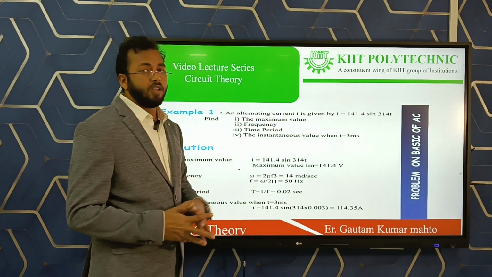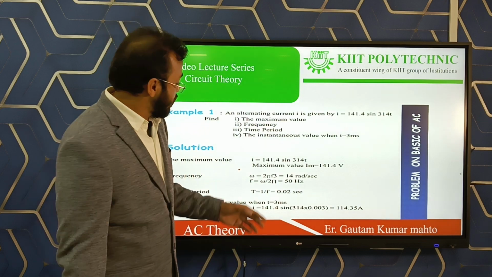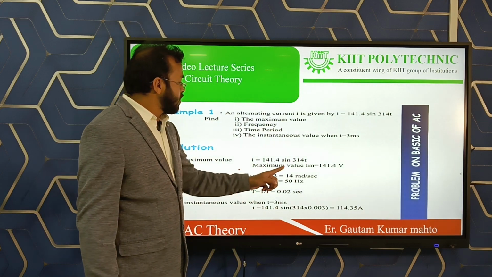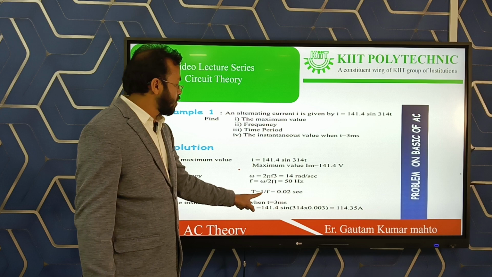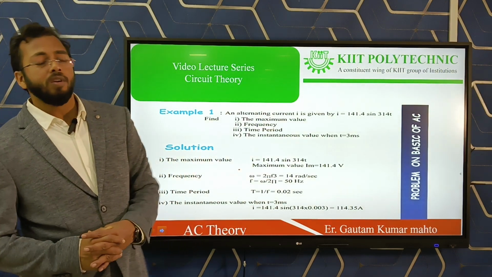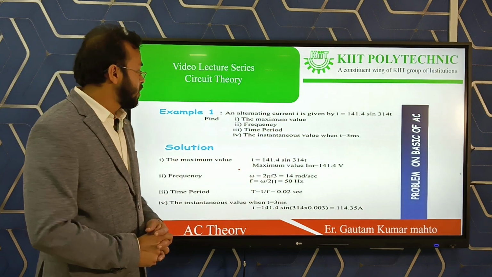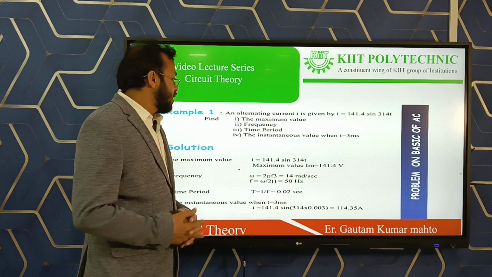Time period is the reciprocal of frequency, as you already calculated the time period by taking the reciprocal of the frequency. Frequency is equal to 50 hertz, that's why the reciprocal of the frequency is 1 by 50, equal to 0.02 second, the unit of time. The unit of frequency is hertz, and the unit of omega is radian per second.